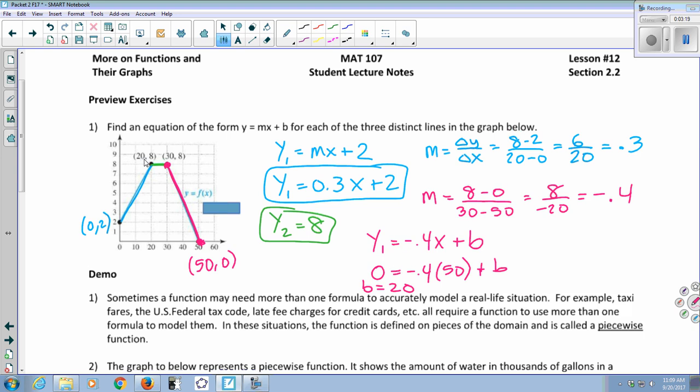So my final equation of my line: it's very tempting to circle b equals 20, but the question is asking you to come up with the equation of a line. And sorry, that's supposed to be y3. So y3 is going to be negative 0.4x plus 20.